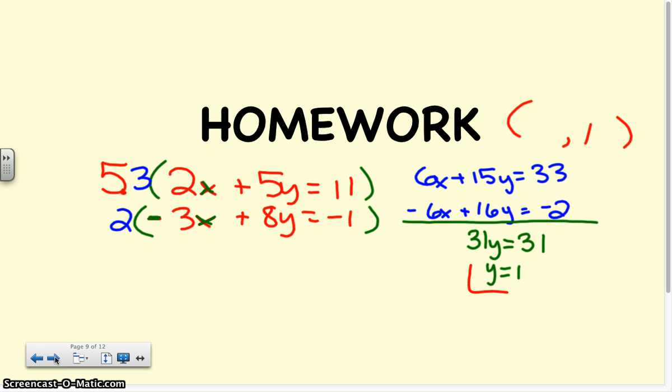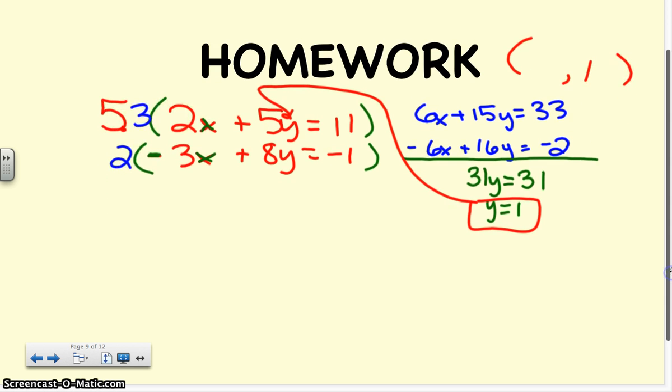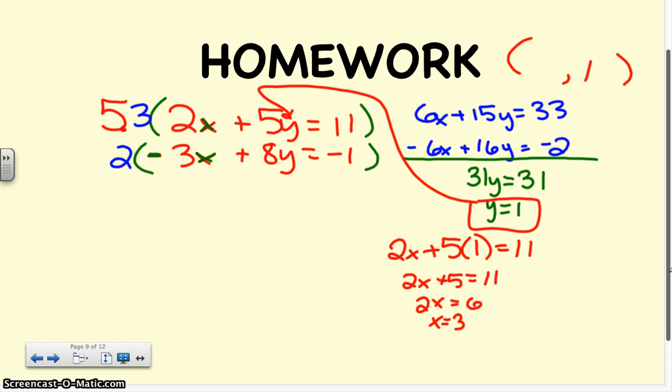Now to find my x, I'm going to choose, again, I can choose my new equations, but I usually always go back to my original because the leading coefficients are smaller. I get 2x plus 5 times y is equal to 11. 2x plus 5 is 11. Minus 5, 2x is 6. X is 3. So the solution to this system is 3, 1.